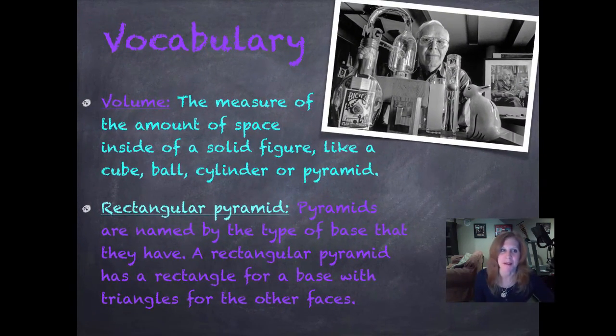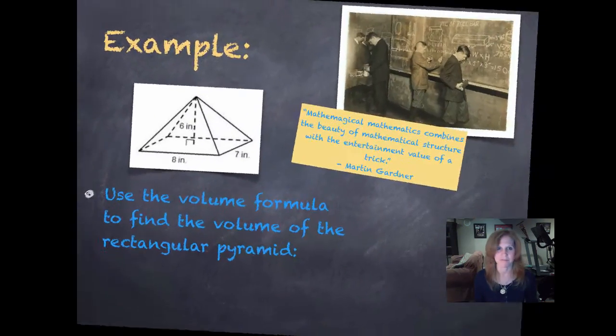So let's look at the vocabulary. The volume, remember, is the measure of the amount of space inside of a solid figure. We previously looked at rectangular prisms. Now we're looking at pyramids. And the definition of a rectangular pyramid is that all pyramids are named by the shape of their base. So a rectangular pyramid has a rectangular base, or a rectangle for a base, and all of its other faces are triangles. They go up into an apex or a point at the top. We sometimes have called them vertexes in the past, so now you've got a new name for it.